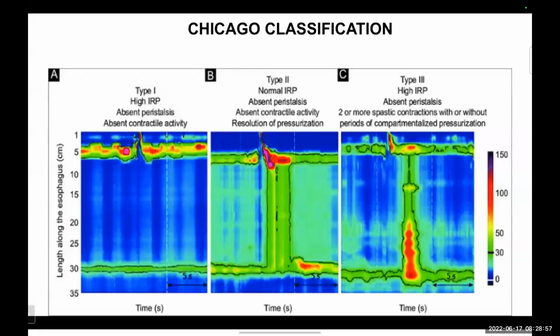This is the Chicago classification, the 3 types. In the first type, the integrated relaxation pressure is high, peristalsis is absent, and contractile activity is also absent. In type 2, the IRP is normal, peristalsis is absent, contractility is also absent, and pressurization is occurring. In type 3, the IRP is high, peristalsis is absent, and 2 or more spastic contractions with or without periods of compartmentalized pressurization are present. Thank you.